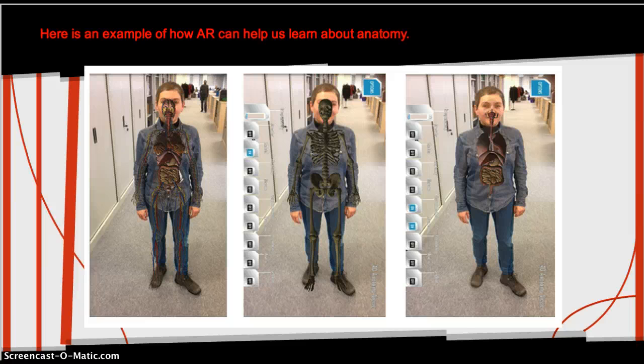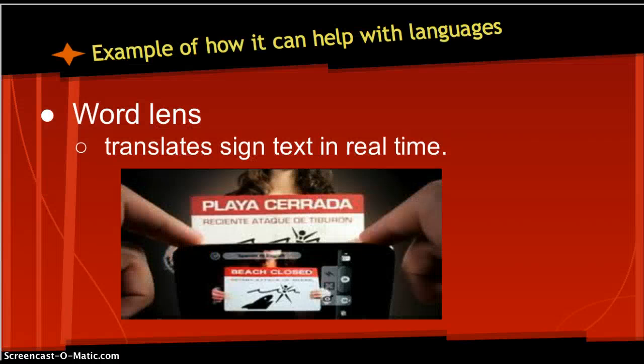Here's an example of how AR can help us learn about anatomy. You have a real student, a real boy here, and using AR, you can overlay the anatomy. It doesn't quite fit perfectly, but it gives a pretty good picture of how AR can be used to teach us about anatomy. Another example is something called Word Lens. Here, if you have your smart device and you hold it over a sign with text in a different language, AR will translate those words into words that you can understand.